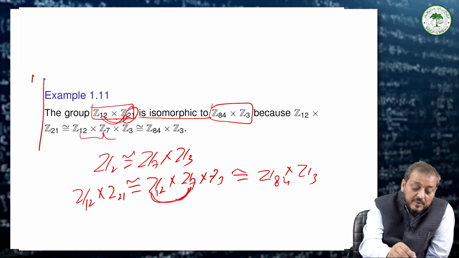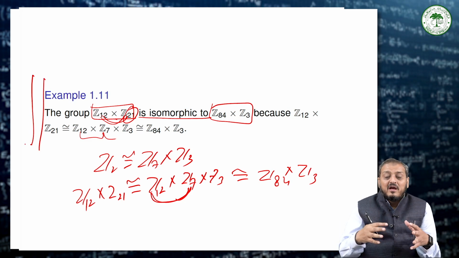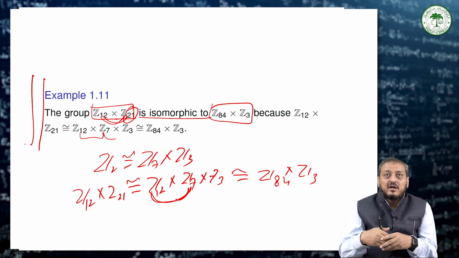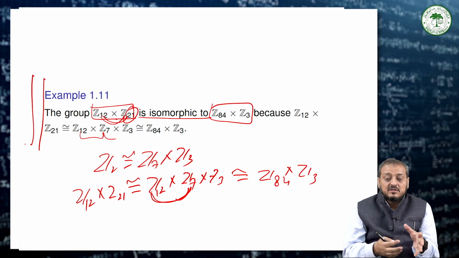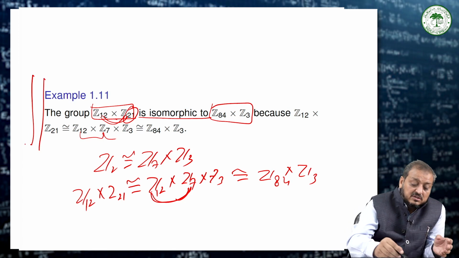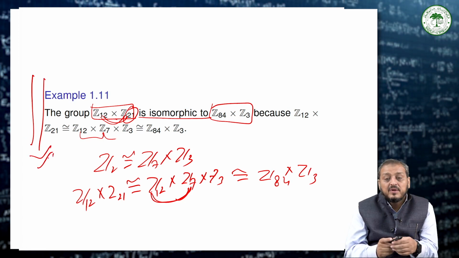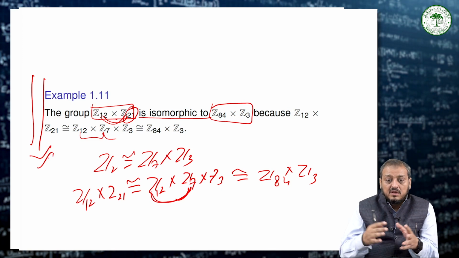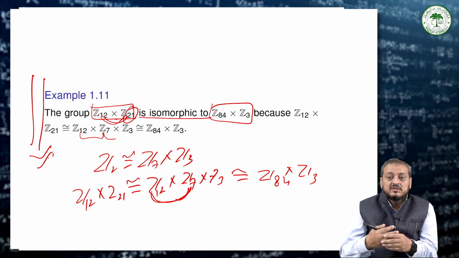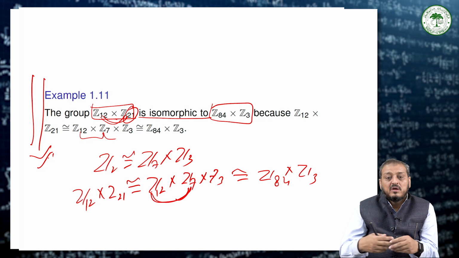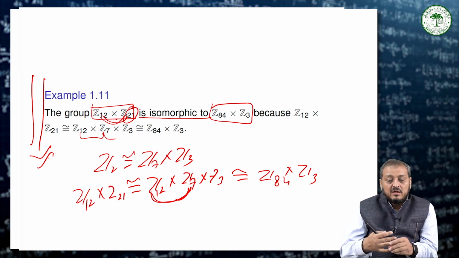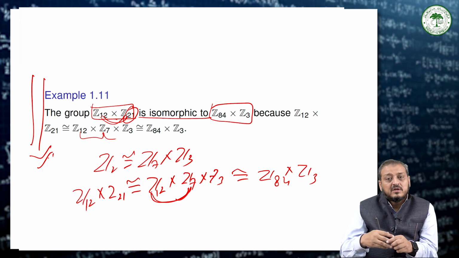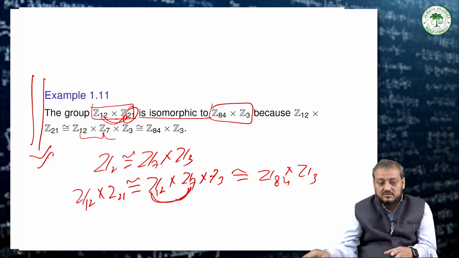So by this theorem we can easily find that groups are isomorphic to each other. Now with this example I conclude this lecture here, and in the next class we will continue with some other theorems of the direct product. So thank you very much for today's lecture.